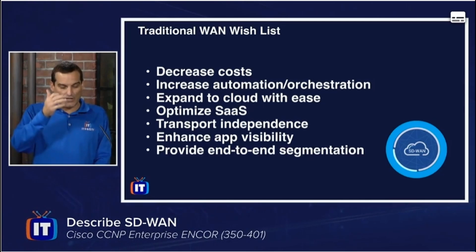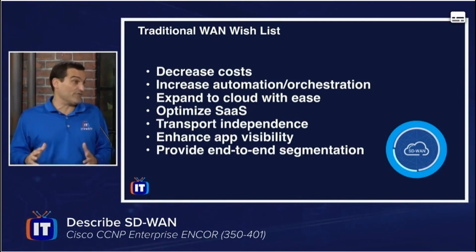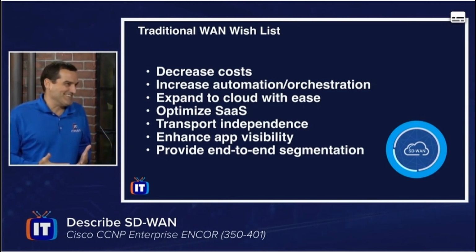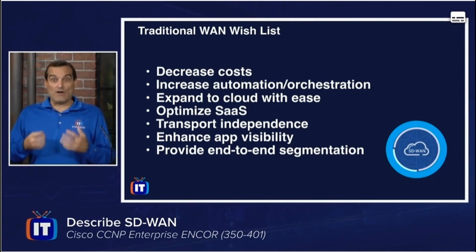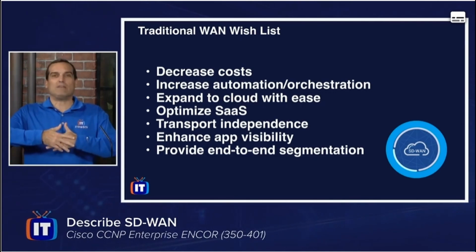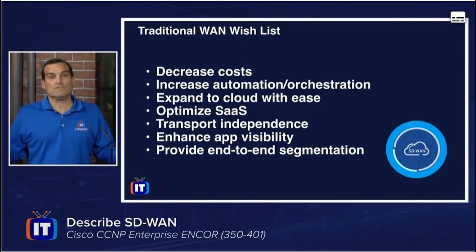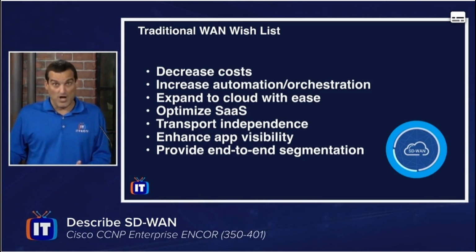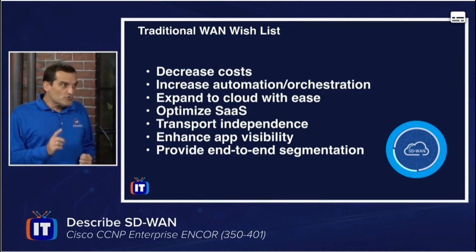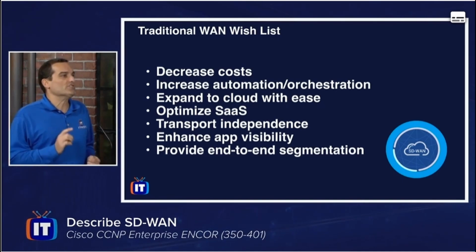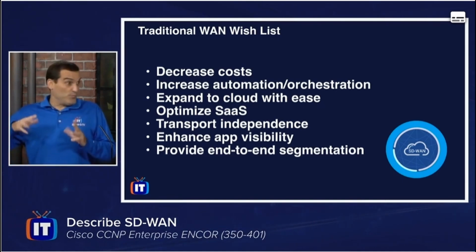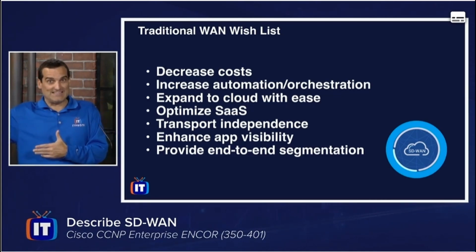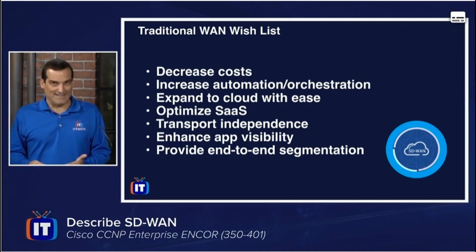So I put together a list consulting several different sources. Like, what is that WAN wish list that we might have? We're in a traditional WAN. What's our ultimate wish list? Well, lowering costs. So all the time we want cheaper WAN costs, of course. Increase the automation and orchestration. So when we bring up a new WAN link to some new destination, we would want that as automated as possible.